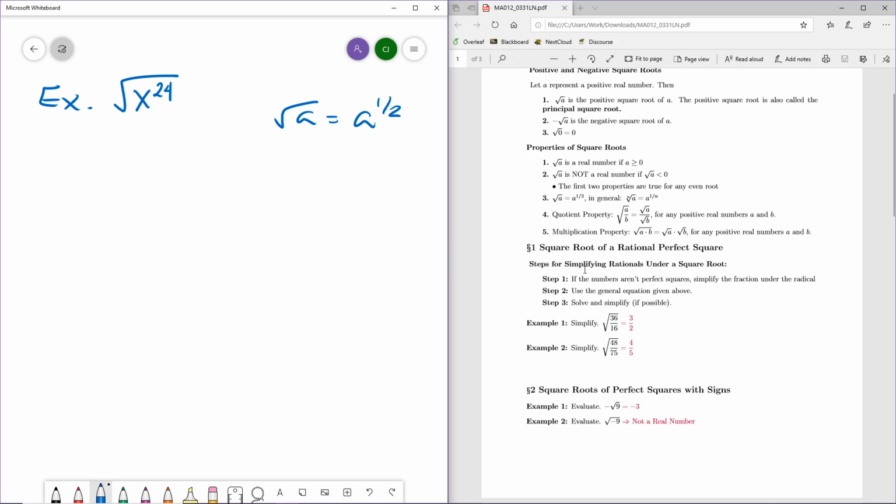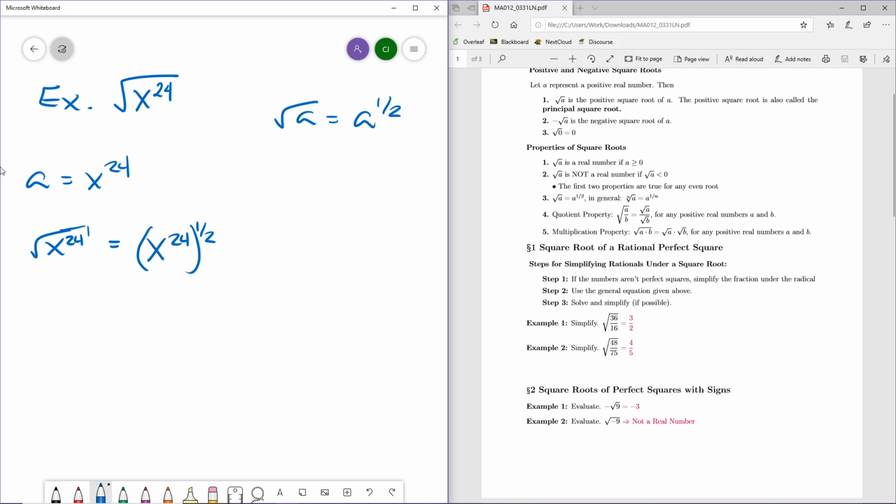Because in this case, a is x to the 24th, right? So if I know that the square root of a is also equal to a to the 1/2, I can rewrite the square root of x to the 24th. Make sure it's under the square root. This is also the same as saying x to the 24th, to the 1/2. And this reduces to the power rule.